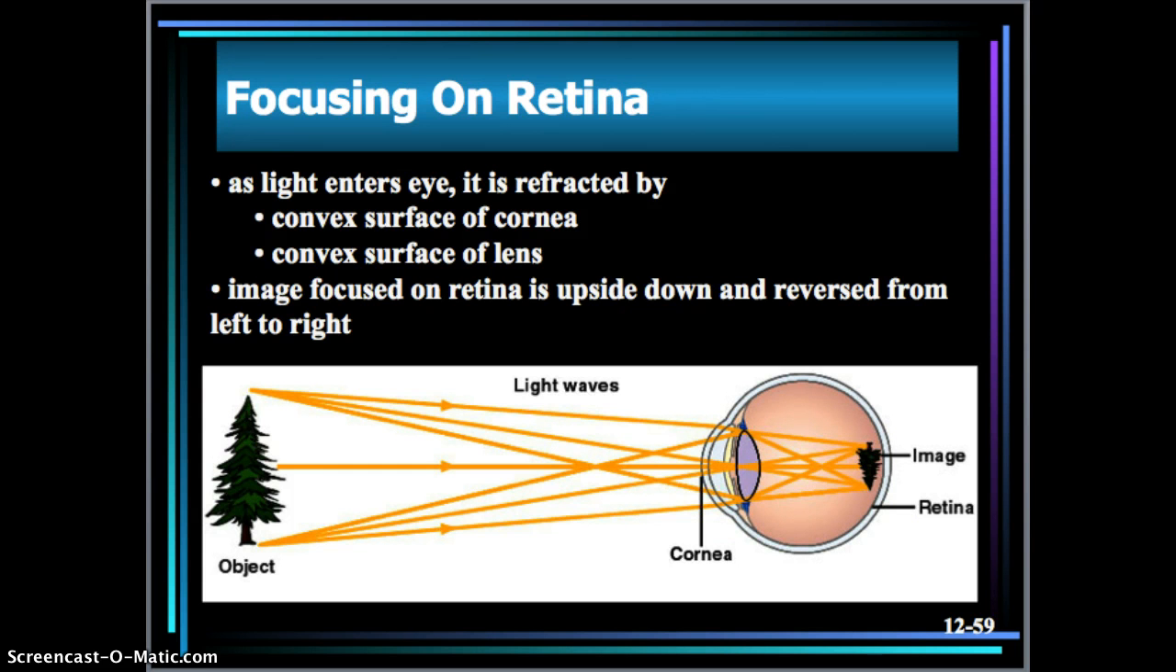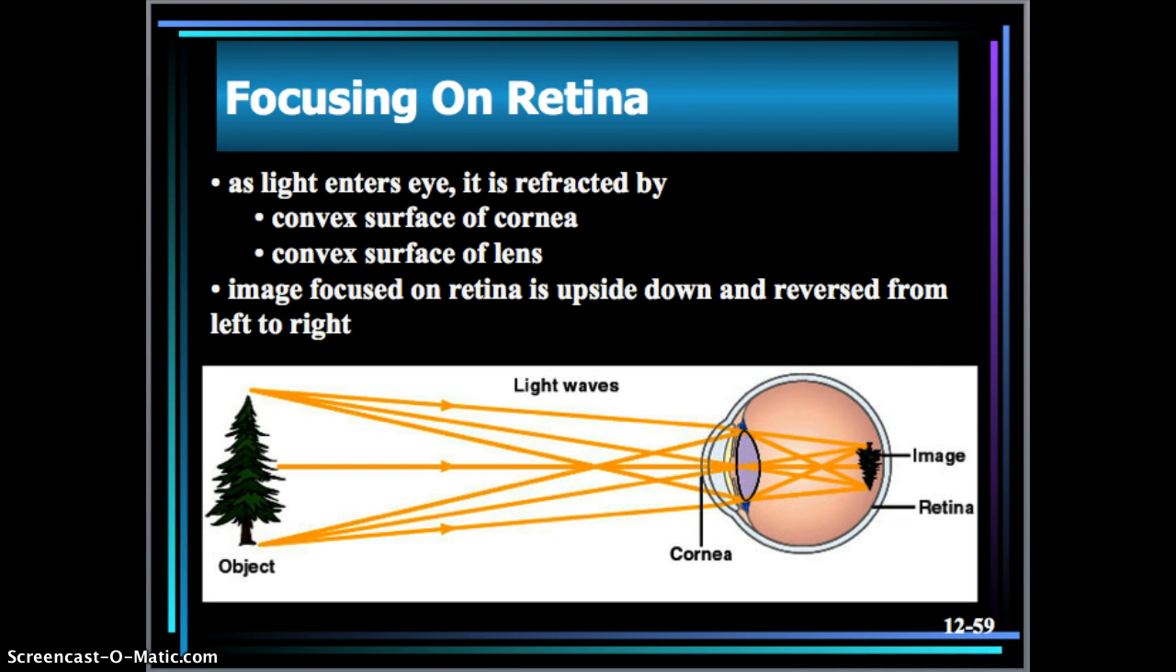So the light is first refracted by the cornea at the very front of the eye, and that's about 75% of the total refractive power we need. And then it's refracted again by the lens further, and then even slightly more by the vitreous humor inside the eye.